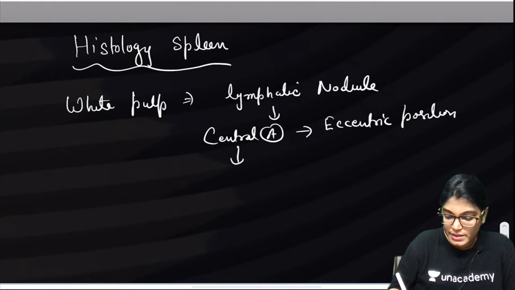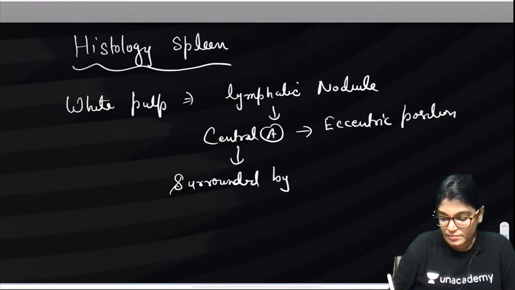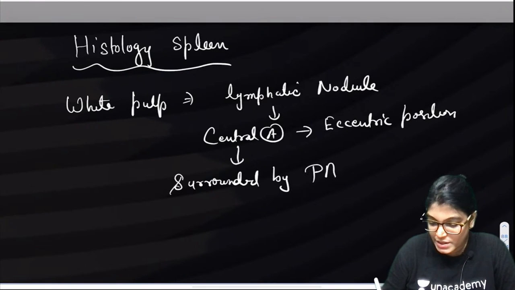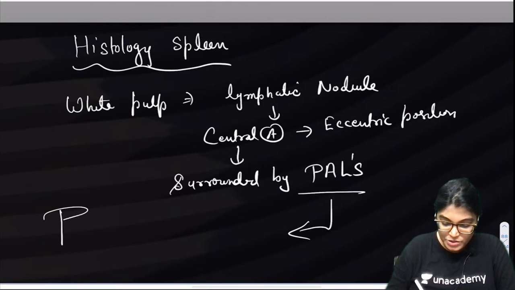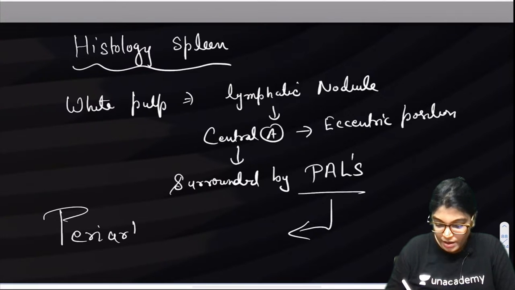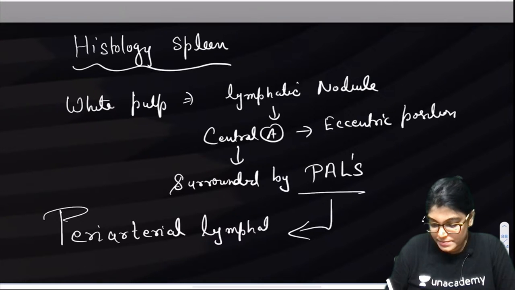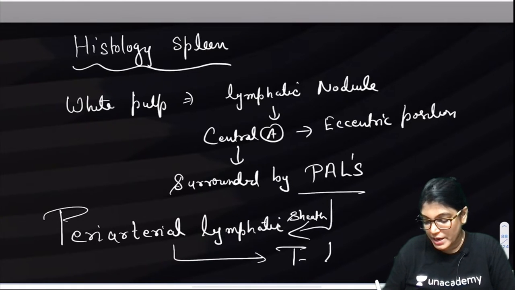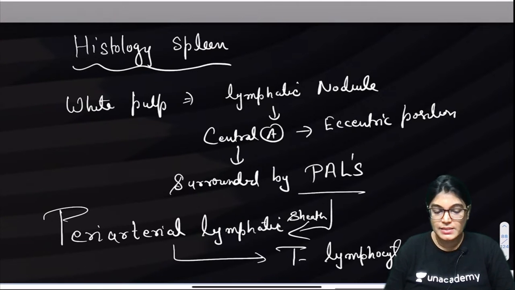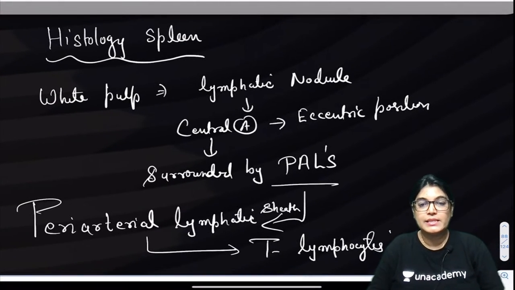surrounded by which structure? It is surrounded by PALS. What is PALS? PALS is the periarterial lymphatic sheath. And what does the periarterial lymphatic sheath contain? It contains T lymphocytes. Periarterial lymphatic sheath contains mainly T lymphocytes.